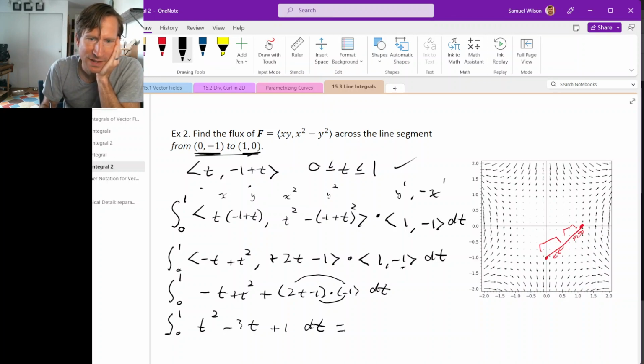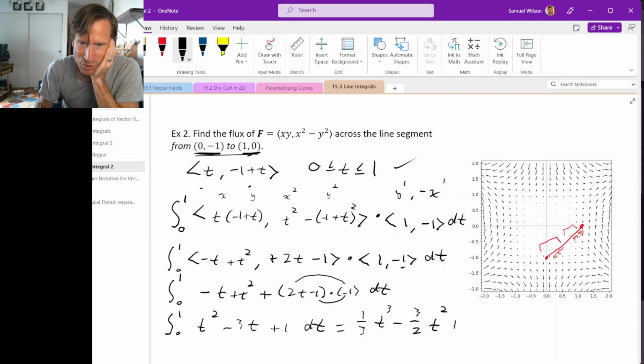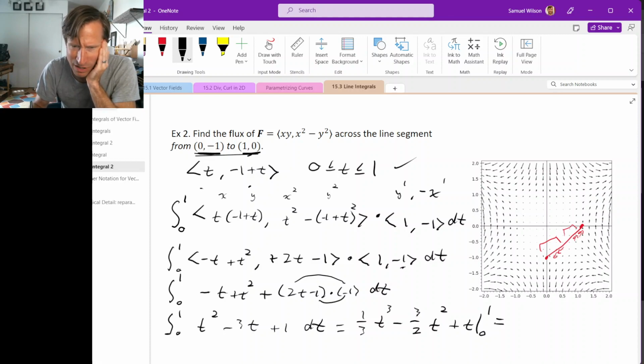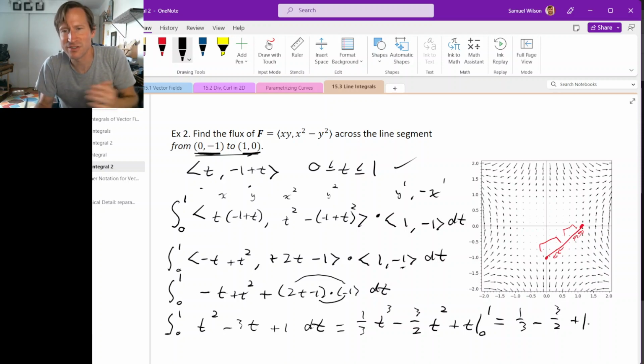Yes, okay. And now we can integrate, so this is the part where you tune out and watch me do a calculation that we all know how to do, but nobody actually wants to do because it's grunt work at this point. Okay, and then plug in. When we plug in 0, we're going to get 0, so let's plug in 1. We get a third minus 3 halves plus 1, whatever that turns out to be.